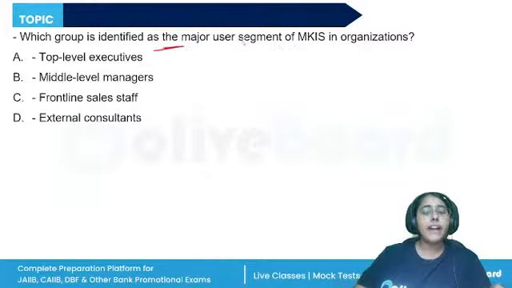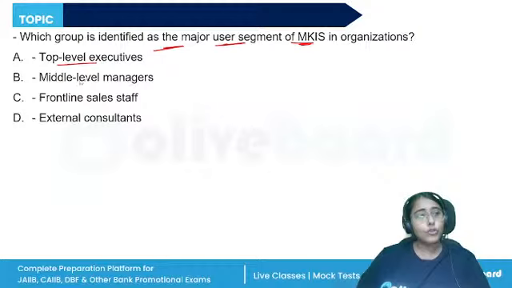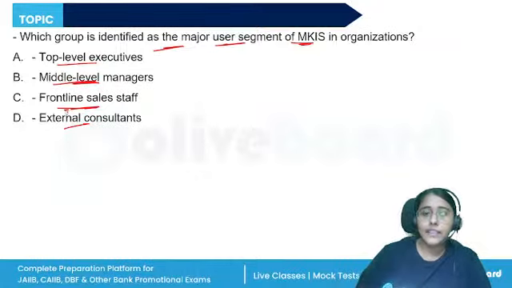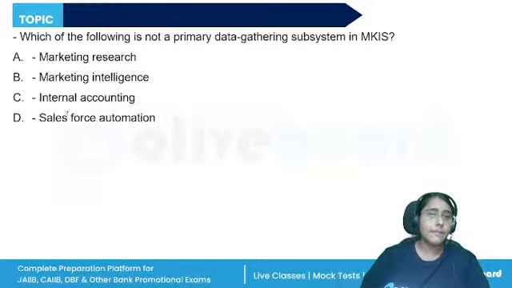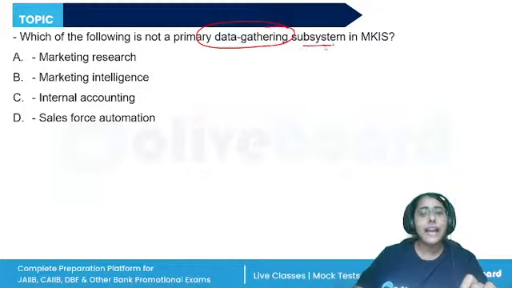Which group is identified as the major user of the MKIS? The top level executives, middle level managers, frontline sales staff, or external consultants. The MKIS is being utilized basically by the middle level managers, right? More companies, they're also using it, the low level managers are also receiving more support, but the top level managers are not using the MKIS. Last question: which of the following is not a primary data gathering subsystem?